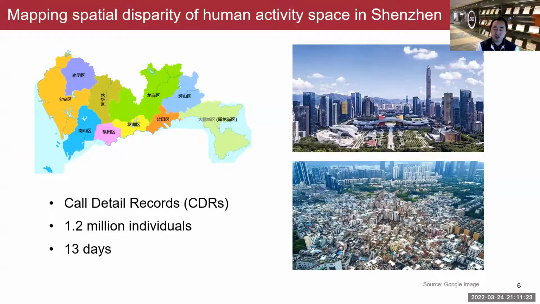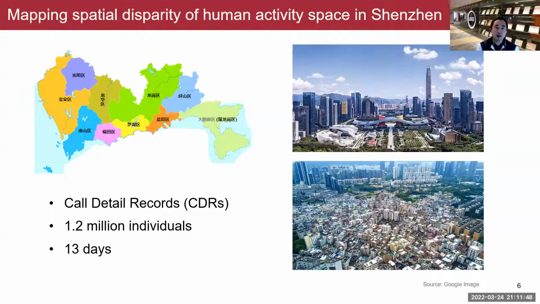We chose Shenzhen as a study case, and we analyzed large-scale call detail records, CDR datasets, in Shenzhen. CDR is a typical type of mobile phone data. Whenever people make phone calls or send or receive text messages, their location information is recorded at the level of cell phone towers. And as many of you know, Shenzhen is a very special city.